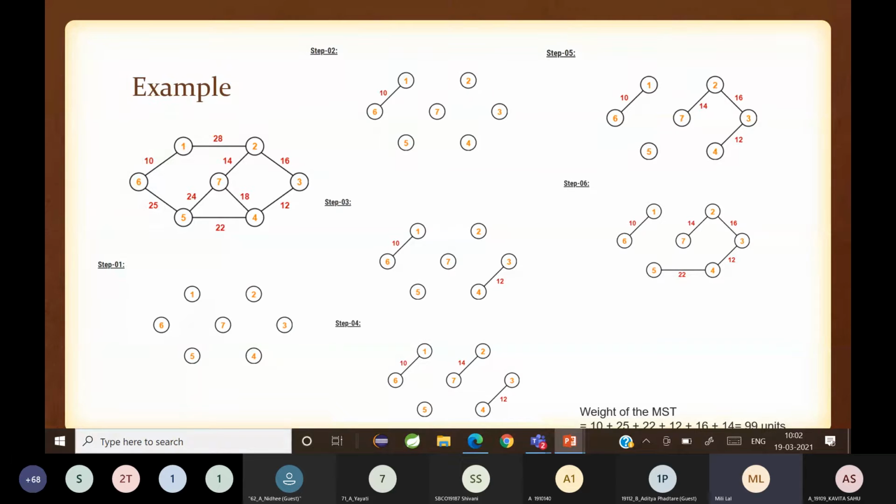And then after 18, what comes? After 18 comes 22. After 22 comes 25, because 24 was rejected, as it forms a cycle. Did everyone understand? Is it clear? And then you add all the parts together, so you get 99.